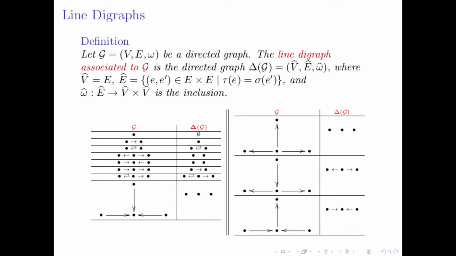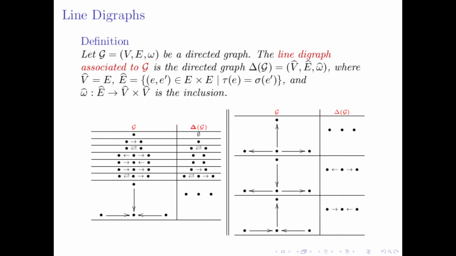Suppose you have a directed graph, a digraph. The line digraph associated to the graph G is the directed graph delta G with v hat, e hat, omega hat, where omega is the direction function, such that v hat is just the edges of G. E hat is the pairs (e, e prime) in E cross E, such that the target of e is the source of e prime. And then the orientation is given just by the inclusion into V hat cross V hat.